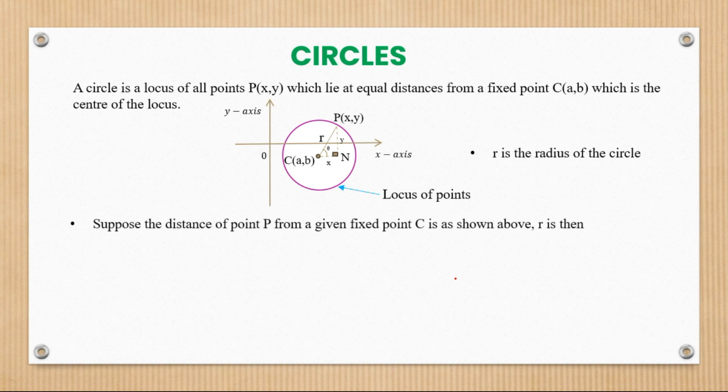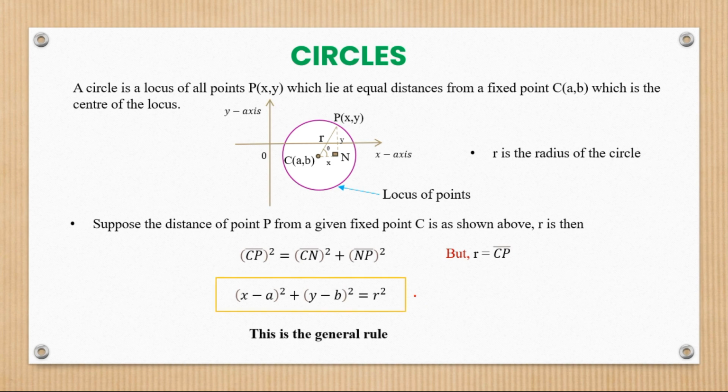Suppose the distance of point P from a given fixed point C is as shown above. R is then found from CP squared, using Pythagoras theorem on the right angle triangle we have there. We can see that CP squared shall be equal to CN squared plus NP squared. When we substitute in, R shall be equal to CP, CN shall be equal to X minus A, and NP shall be Y minus B. Remember that CP is R, but since we're squaring it, it shall become R squared. Therefore, this is the general rule of a circle. So this is how it is written.